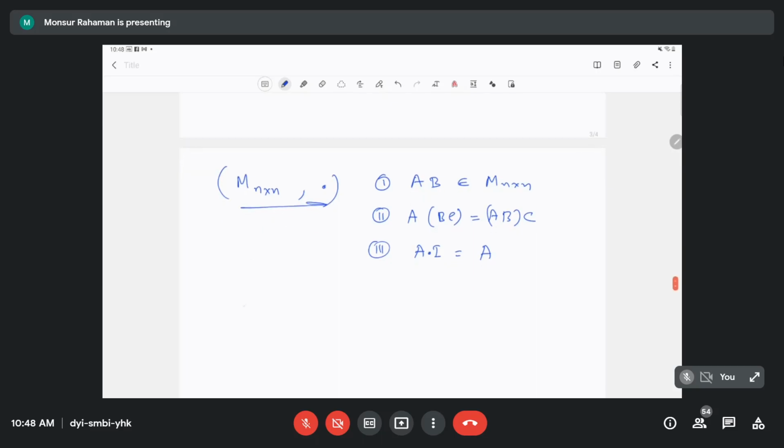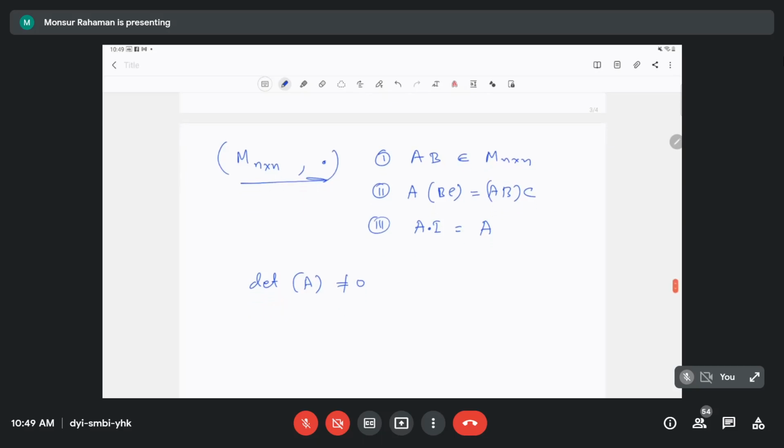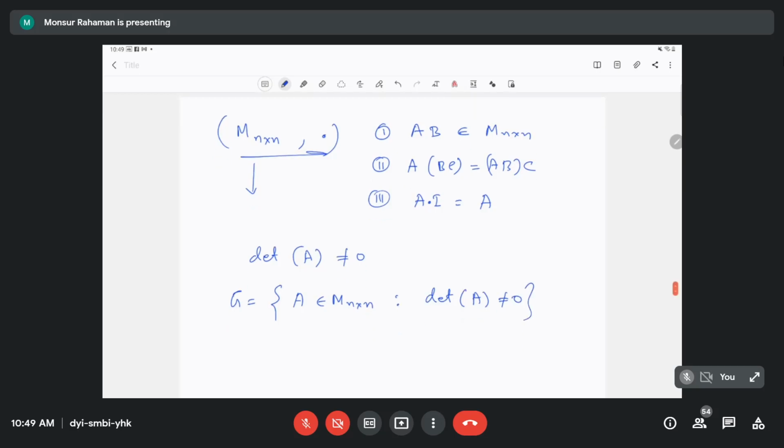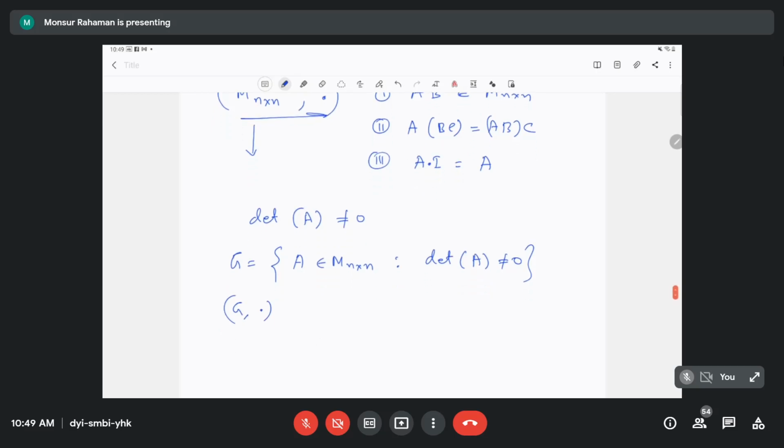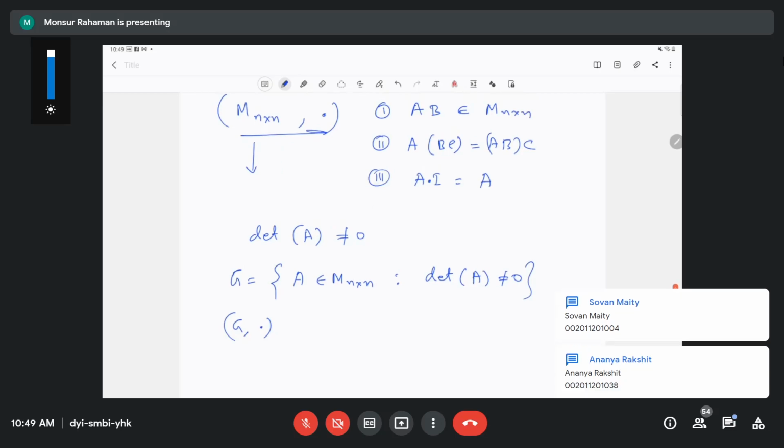When will it contain an inverse element? Only when the determinant of that matrix is not equal to 0, that is, for a non-singular matrix. So if we take the subset, and call that set G, of all N cross N matrices whose determinant is not equal to 0, then it will be a group. Then it will satisfy the inverse property, but it has to satisfy every condition.